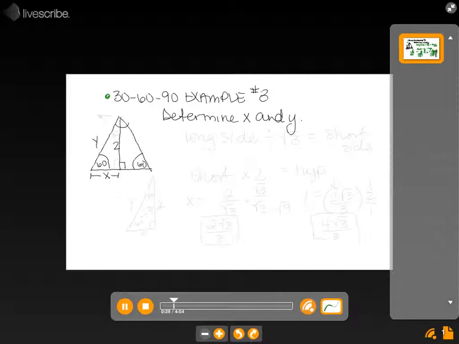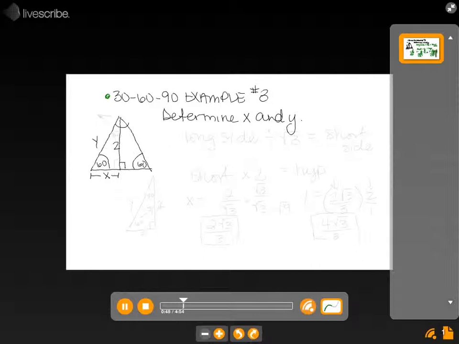Now, we know that the bigger triangle is an equilateral triangle. We know it's equilateral because all the angles are marked congruent. We learned that if all the angles of a triangle are congruent, that means they're all 60. And if it's equiangular, which means all the angles are congruent, it's also equilateral.